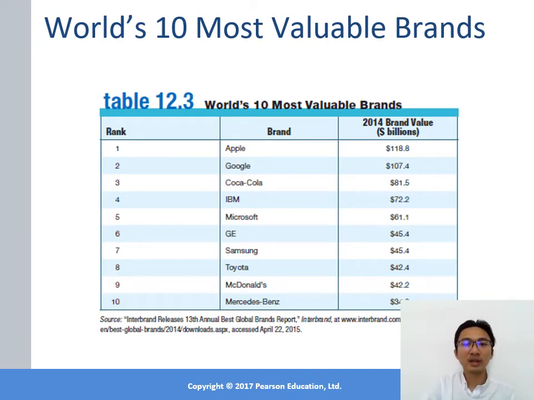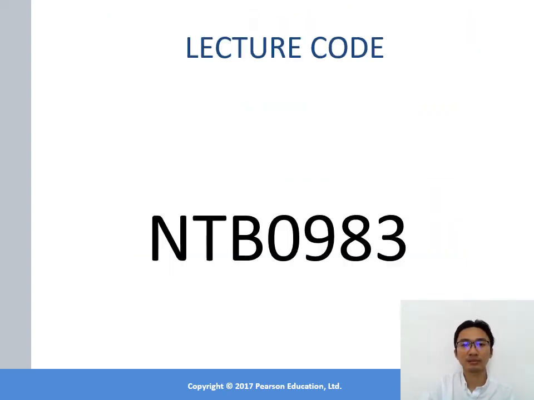This table shows the ranking of top global brands based on the estimate of their dollar values. Okay, you can see Apple, Google, Coke, Microsoft, and then others.